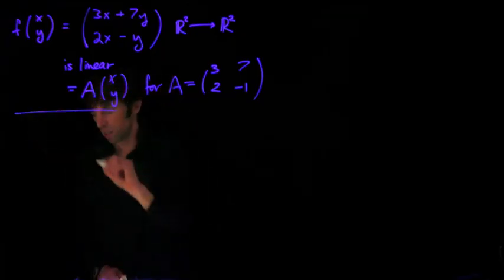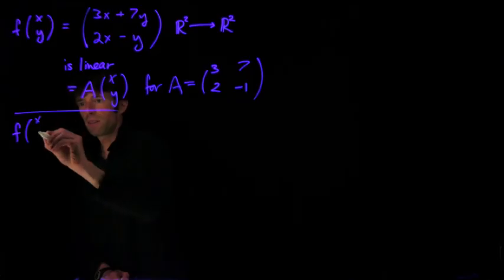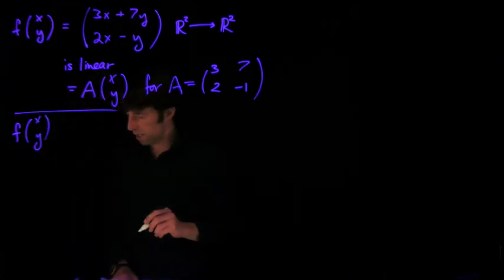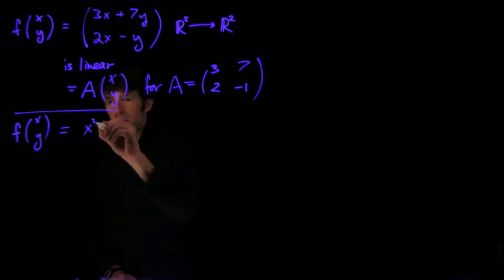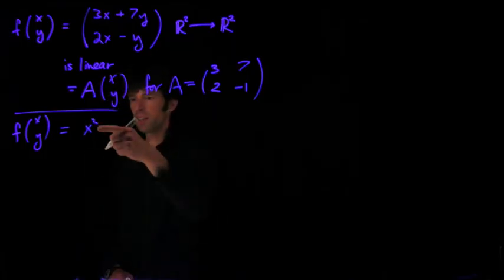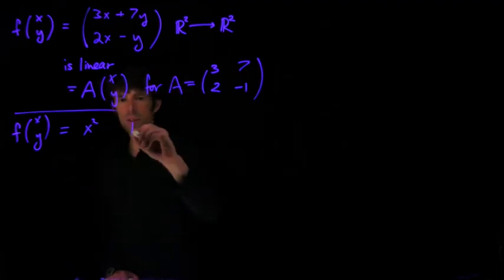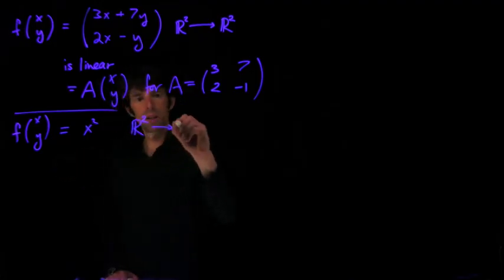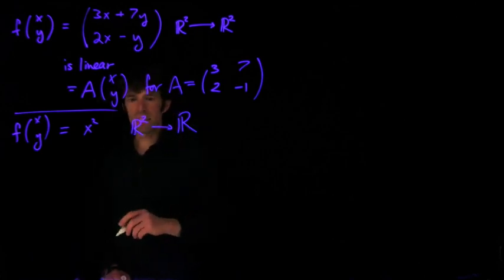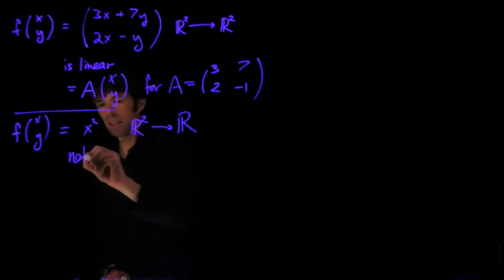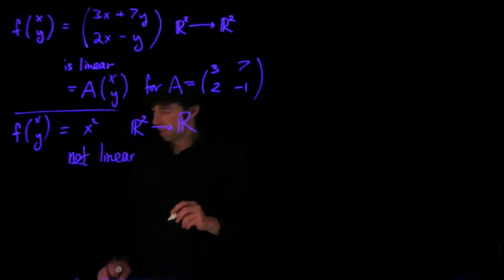Let's consider another example here. How about f that takes a column vector as input and produces just a single number as output? So I'll just write x squared, or you can think of this as a number or as a vector of length 1. So this is a function going from R2 to R. What sort of function is this? Well, this is not linear. Why is this not linear?